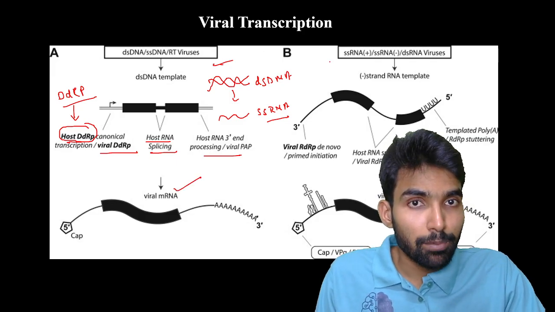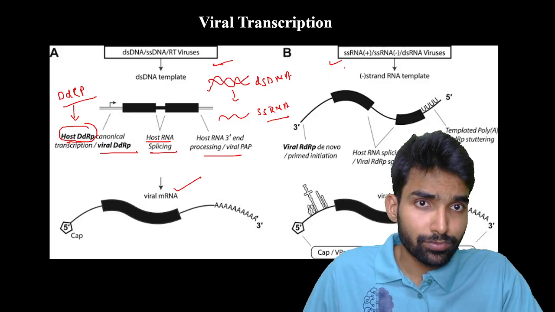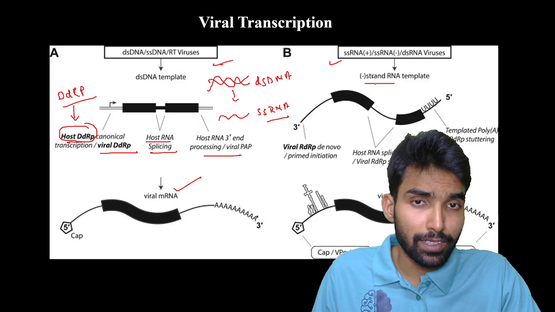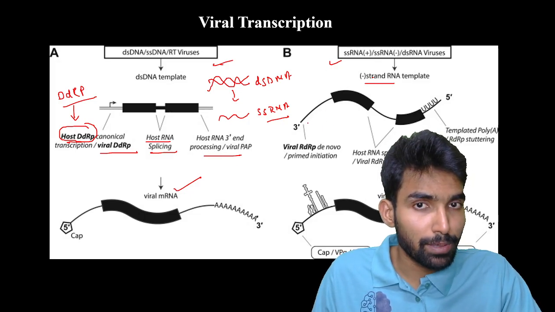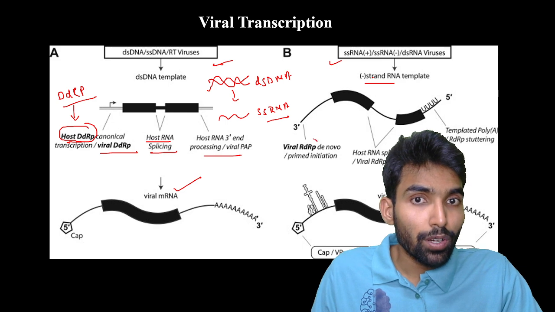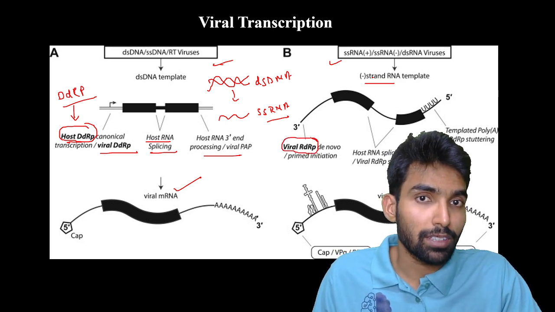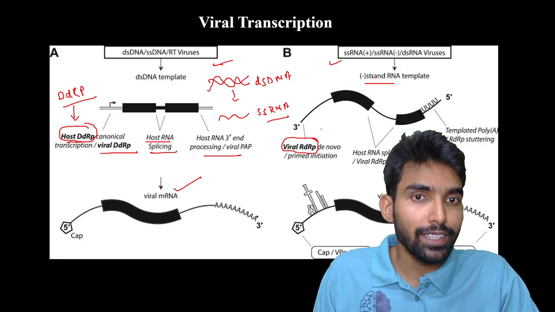And for RNA to RNA, how will it work? Let's say from a negative sense RNA template, it has to make a positive sense RNA template, right? In our cell we don't have the RNA dependent RNA polymerase, so the virus has to carry the RNA dependent RNA polymerase, right?